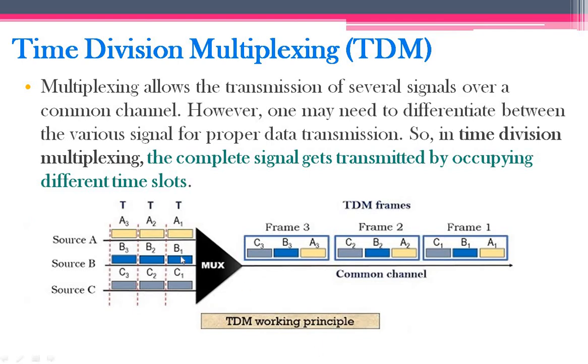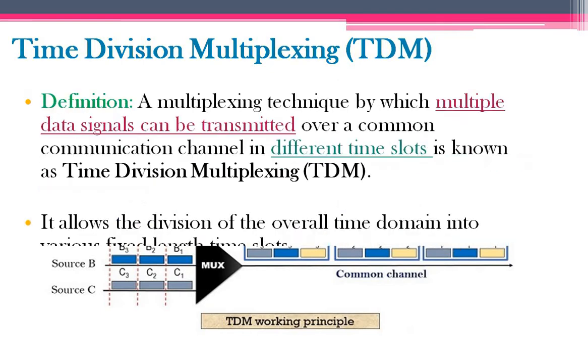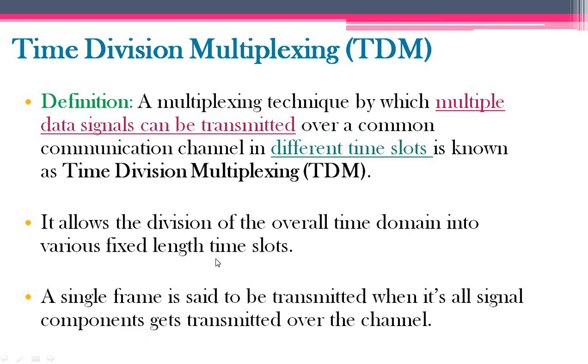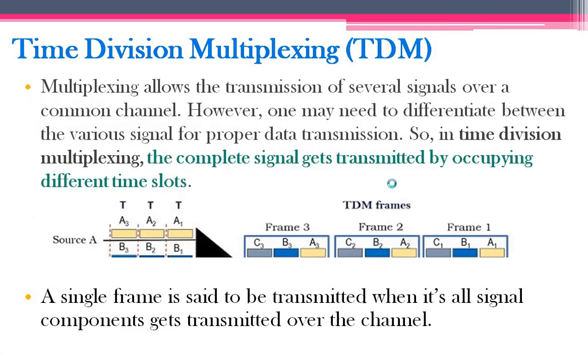Okay, multiplexing, this is the mux, and this is the data we are transferring. See, this is source 1, source 2, source 3. All this data has to be transmitted. Now, what is the TDM working principle, how does it work? As I have said already, it allows a division of the overall time domain into fixed length time slots. Then it will transmit. So the different time slots will be there, that it will be dividing.